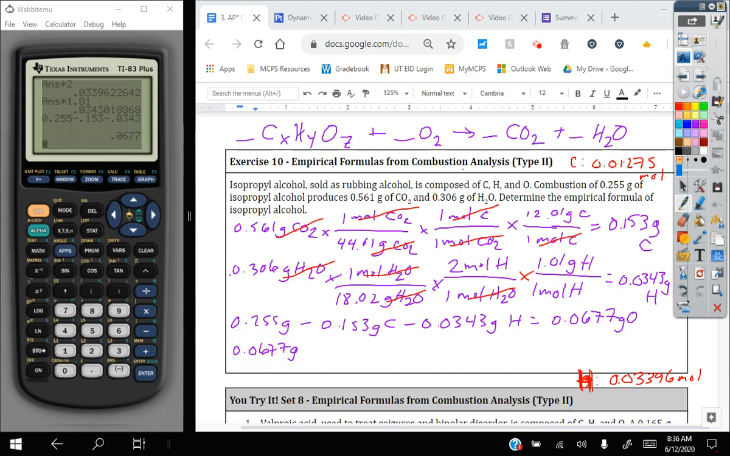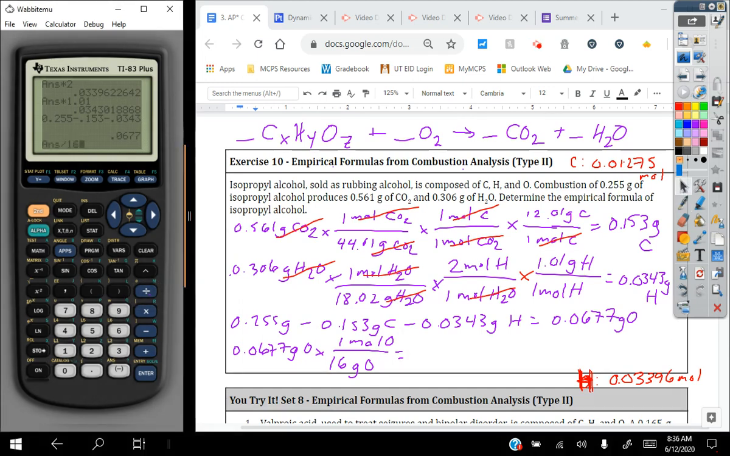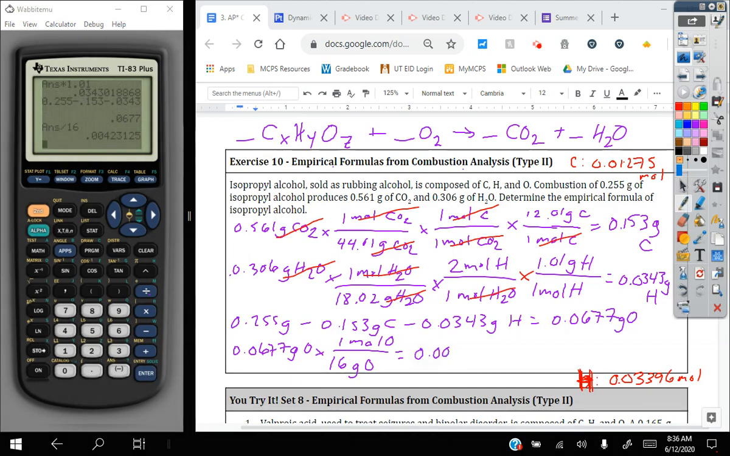Now, you guessed it, if we have grams of oxygen, we now need to get this to moles. Now, I'll be honest, I did not leave enough space on this, so after I do these conversions, I'm going to have to clear this, and I'm going to have to set up the actual empirical formula calculation. All right. So then let's see, we're going to convert our grams to moles. So this divided by 16 grams for your oxygen, and we end up with 0.00423 moles of oxygen.